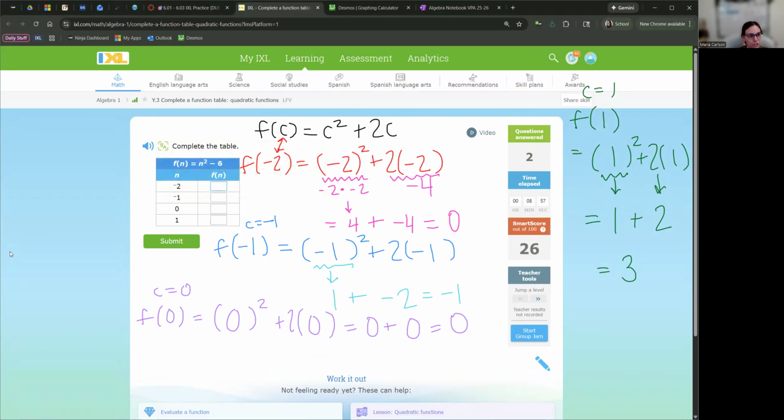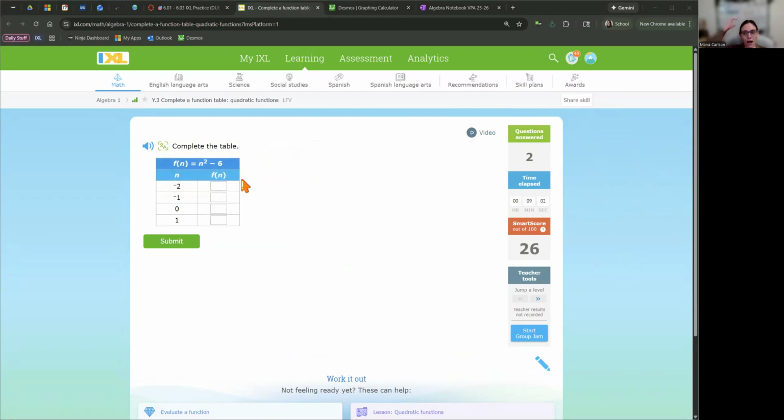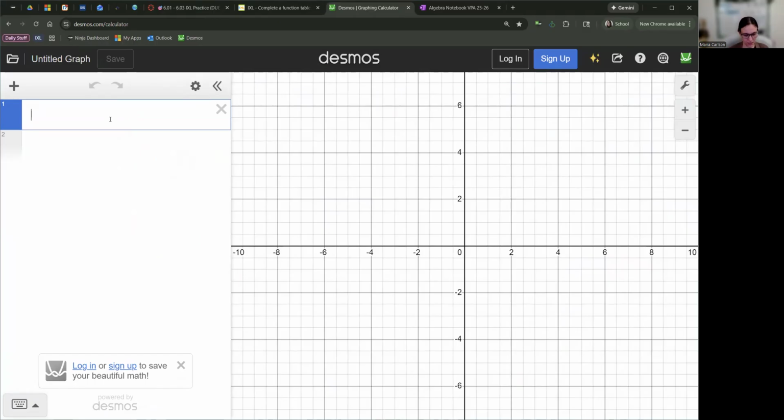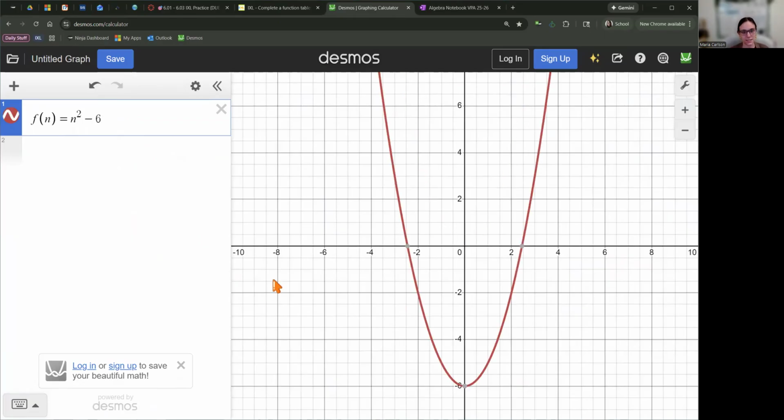All right, I want to show you another method you can use for this type of problem, and it's actually using Desmos. Desmos can create a function table for you. It can evaluate functions. It can do lots of things. So we're going to complete the table. F of n equals n squared minus 6. I'm going to open up Desmos, and type in f of n equals n squared, jump up into the exponent, minus 6.